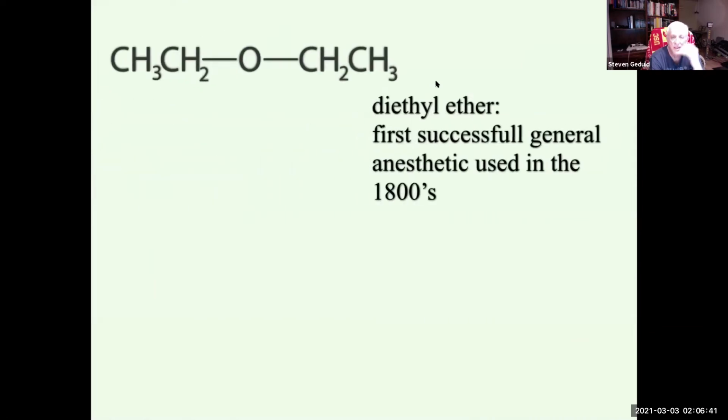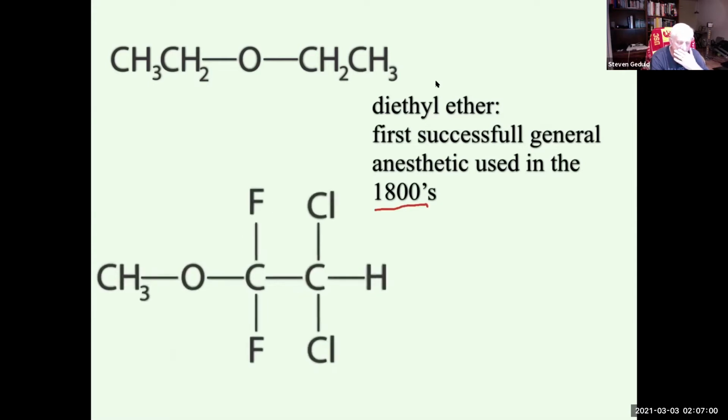So this is diethyl ether. We made it from two molecules of ethyl alcohol or ethanol. This was the first successful general anesthetic in the 1800s, diethyl ether, because again, it accumulates in the lipid of the cell and it prevents the nerve from carrying out the impulse.